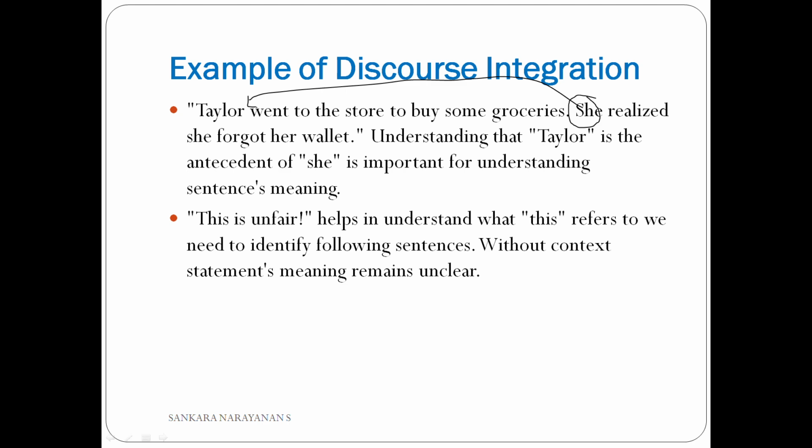And next, "This is unfair." This helps in understanding what "this" refers to. We need to identify it from the following sentences; without context, the statement's meaning remains unclear. So, "This is unfair" is a single sentence, and what "this" refers to, we need to identify from the following sentences.